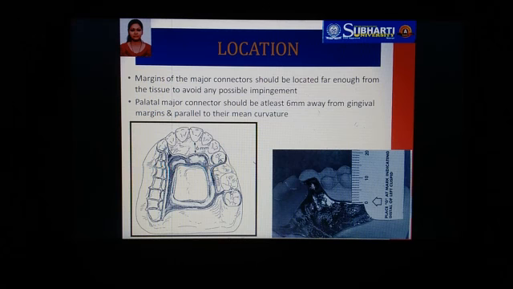The palatal major connector, we will be discussing different types of major connector in detail later on. The palatal major connector should be at least 6 millimeters away from the gingival margins. See, you can see it should be 6 millimeters. Also, this margin should be parallel to the gingival margins. Okay. So you can see this 6 millimeter margin is parallel to the gingival margin. So firstly, the distance should be 6 millimeters from the rugae or the interdental papilla or the interdental gingiva, and secondly, it should be parallel to the gingival area.